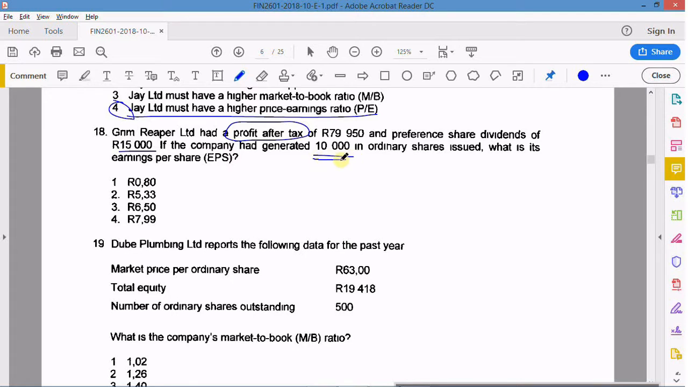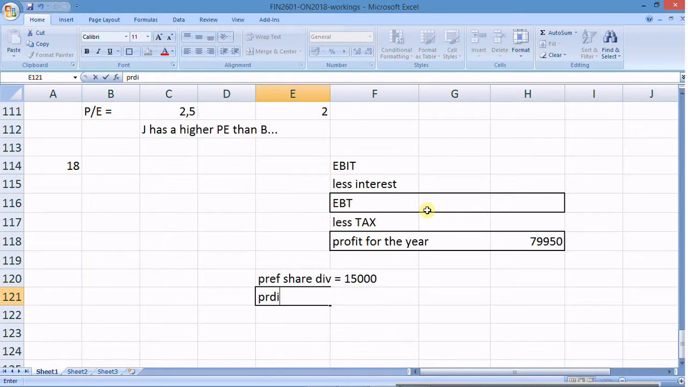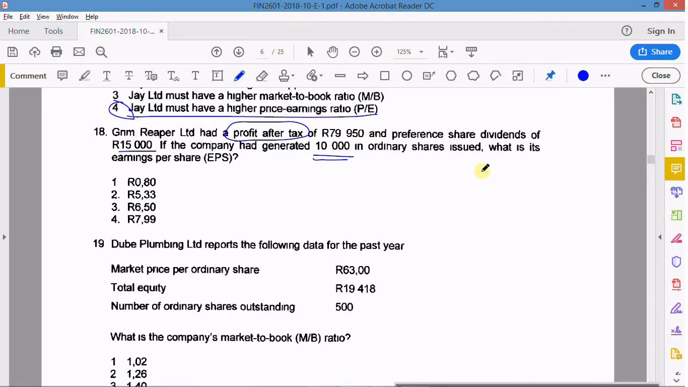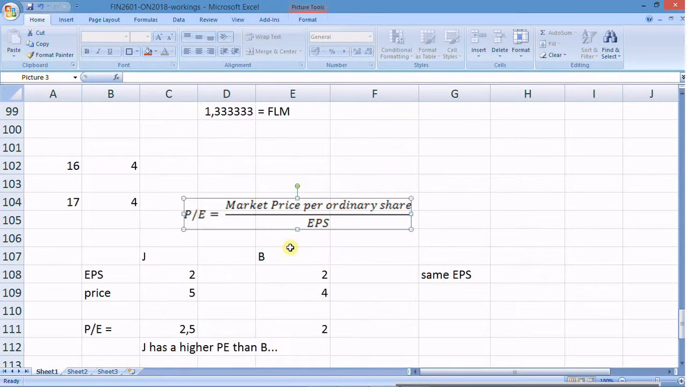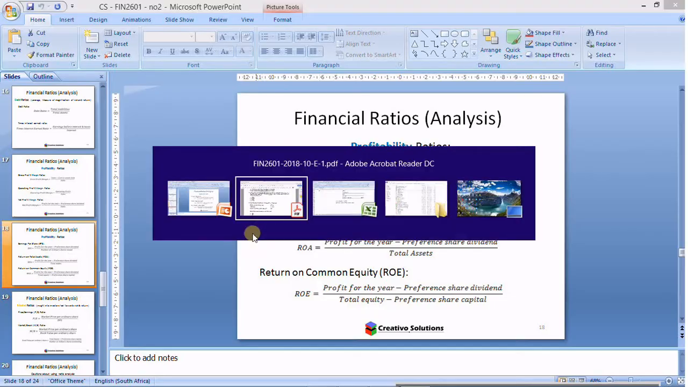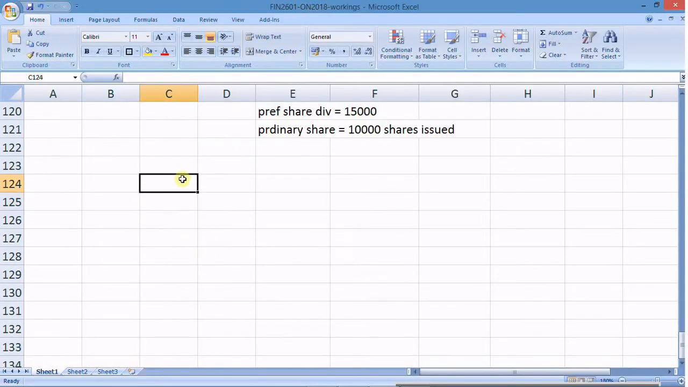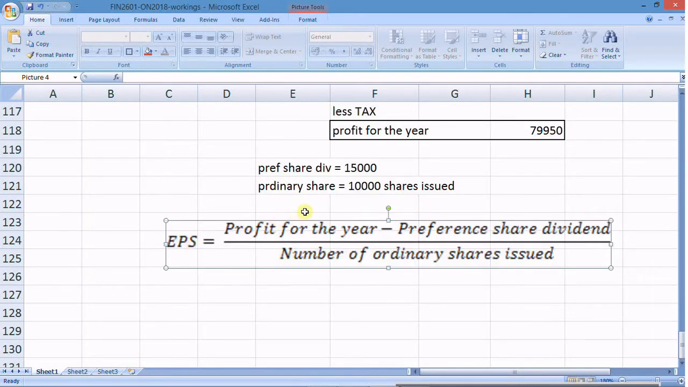The company generated profit, 10,000 ordinary shares issued. Okay, what is the EPS, earnings per share? As soon as you see that, you need to write down the formula. Oh, I don't have the EPS, let's get it. There's the formula. They want you to work out earnings per share. Do I have everything? Profit for the year, I've actually got it, yeah.